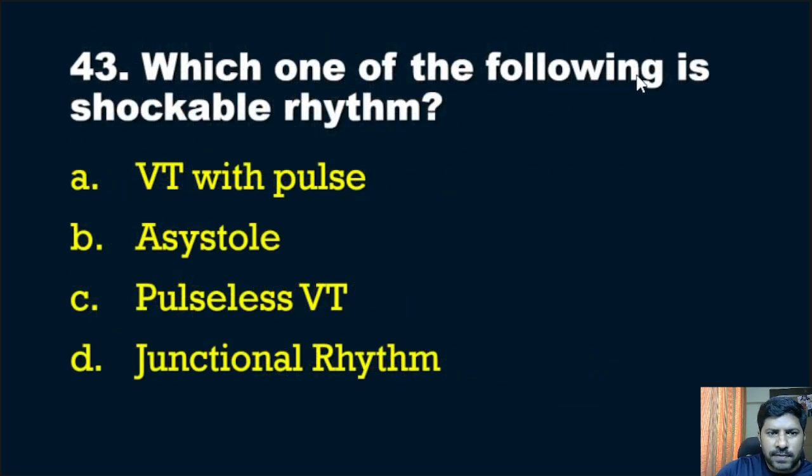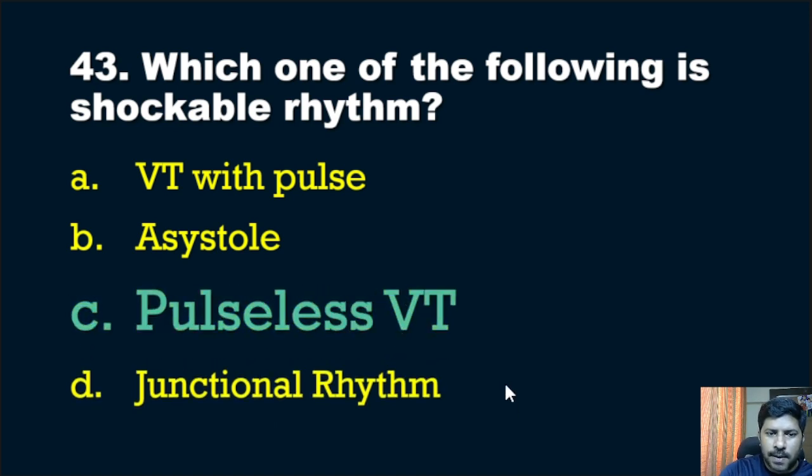Then, which one of the following is a shockable rhythm? VT with pulse, asystole, pulseless VT, junctional rhythm. Correct answer is pulseless VT. The main 2 shockable rhythms are pulseless VT, that is unstable VT, and ventricular fibrillation. These are the 2 shockable rhythms.